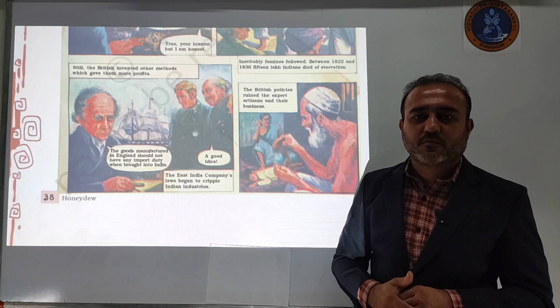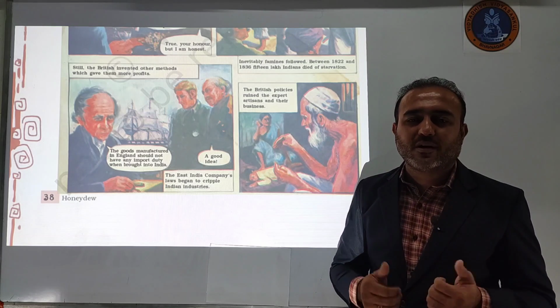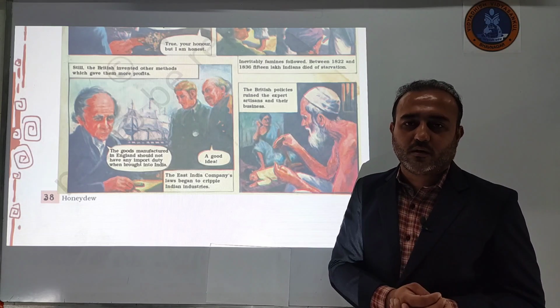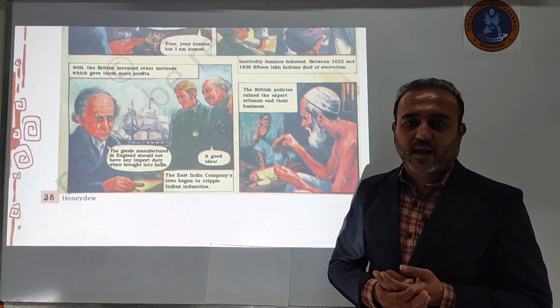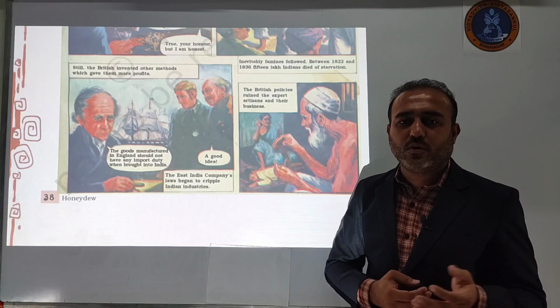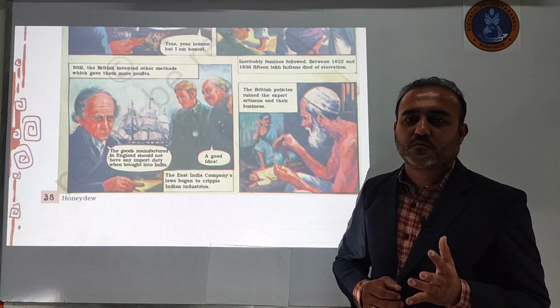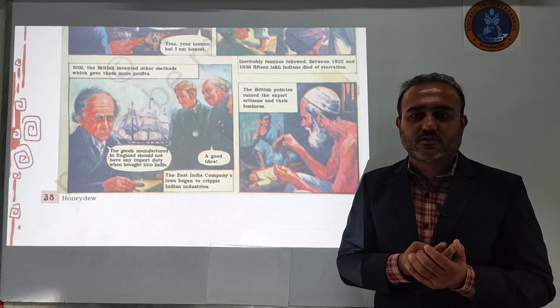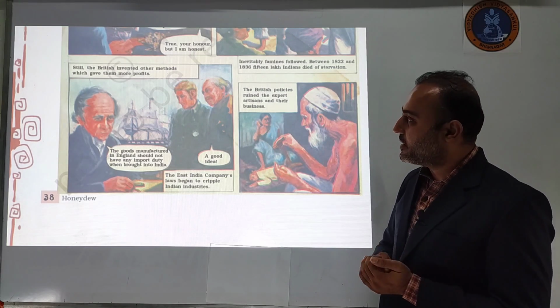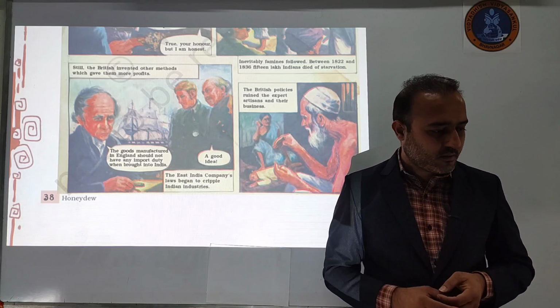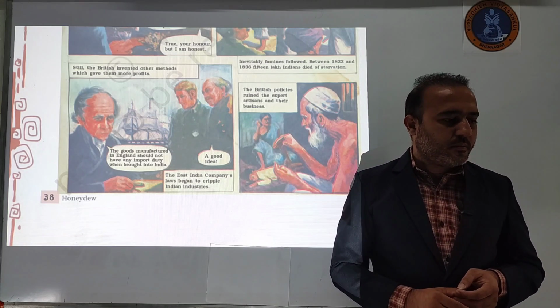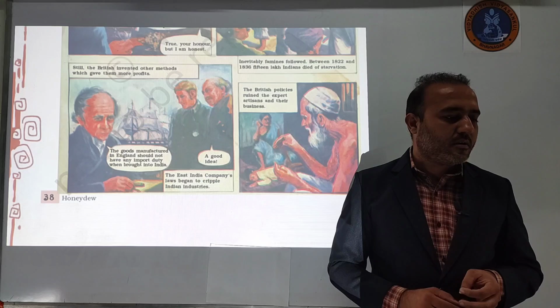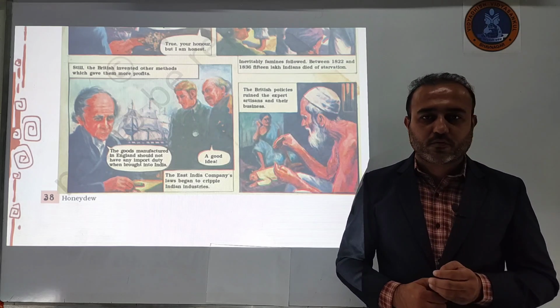That means because of the famine, the people could not get even food to eat. They had become so poor and they did not get any kind of food to eat, and because of that almost 15 lakh people had died because of starvation. Starvation means hunger.